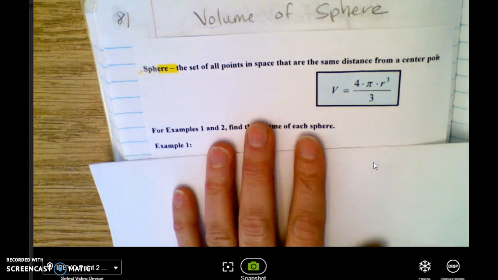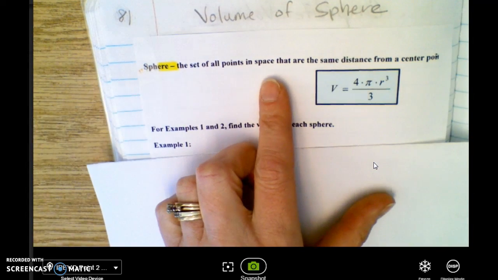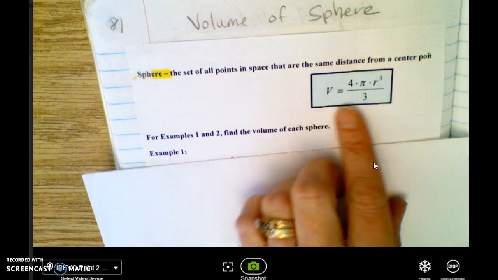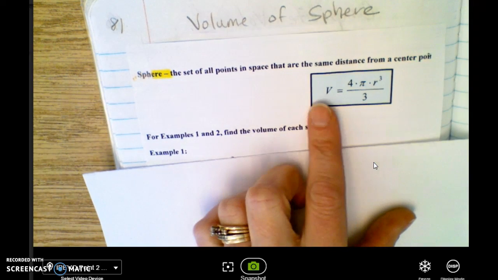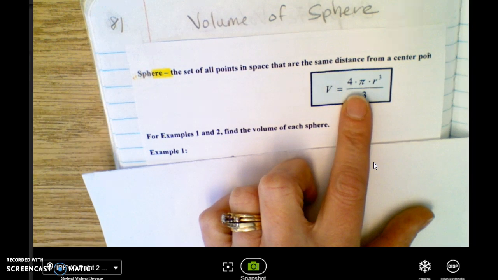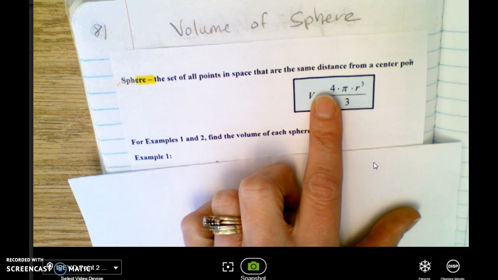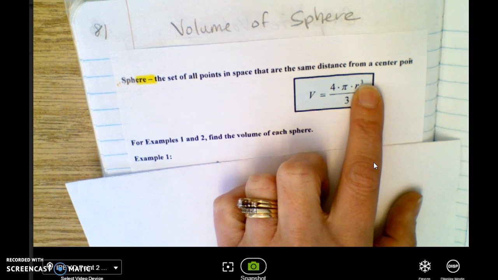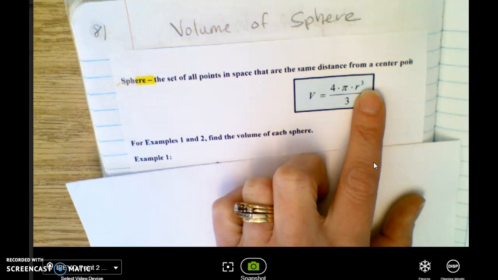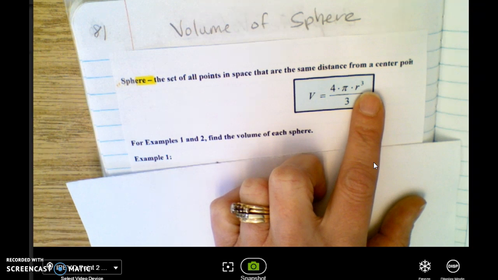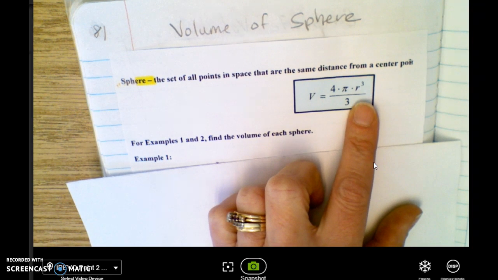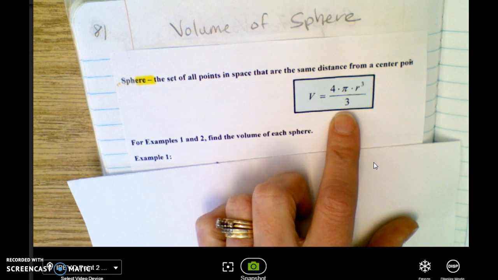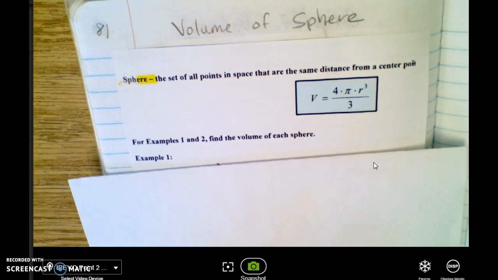Okay, first things first. A sphere is a set of all points in space that are the same distance from a center point. Your volume formula for a sphere is a little different from the ones we've been working with. You need to take 4 times pi times r cubed. Notice that exponent is not r squared like we worked with the cylinder and the cone. It's r cubed. And yes, you're going to divide all that by 3 to get an accurate volume measurement.